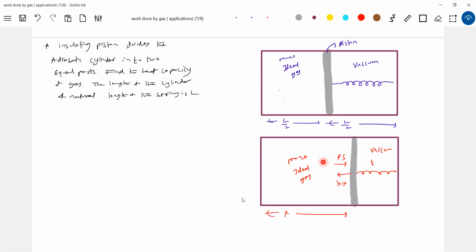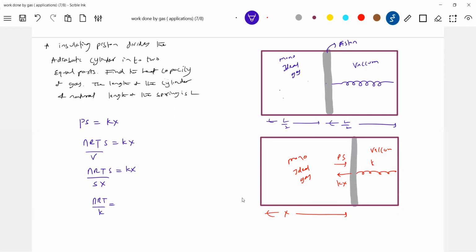He's asking molar heat capacity. So what is this PS now? The pressure force of gas will balance the spring force. So this pressure is equal to what? nRT by V, into S equal to Kx. So therefore, what is the new volume of gas? nRT by Sx. S gets cancelled. So therefore, nRT by K equal to x square.